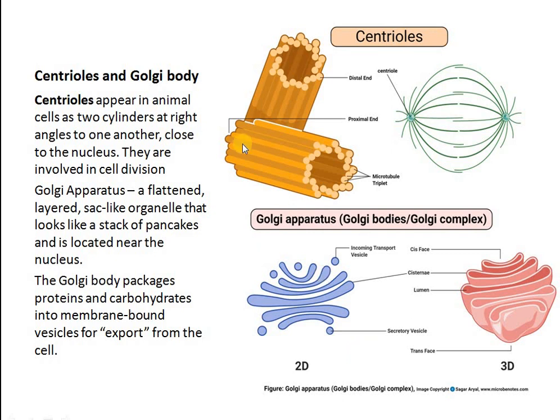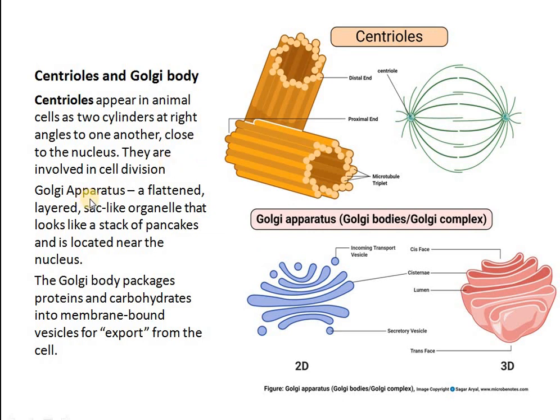Next is centrioles. These are cylindrical organelles and they are located at right angles to each other near the nucleus. And boys, remember that they are only present in animal cells. They are not present in plant cells. Their function is that they are involved in cell division. When you go into A levels, you will get to know the detail of how they are involved in cell division. For now, just remember that whenever the cell is dividing, centrioles have a very vital role to play.